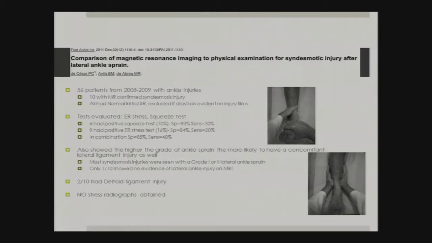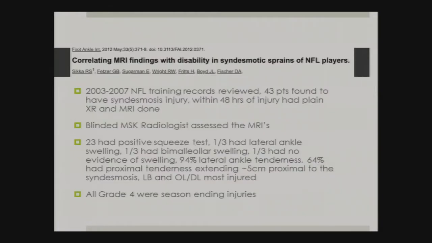Deltoid ligament notably was also injured in 2 of 10 patients in this group. This is another MRI-based study, where they looked at 43 patients who had had a syndesmotic injury, and looked at the presentation of these patients. 94% had lateral ankle tenderness, 64% had proximal tenderness that extended greater than 5 centimeters up the syndesmosis. And in this study, they proposed an MRI grading system that I have on the next slide.